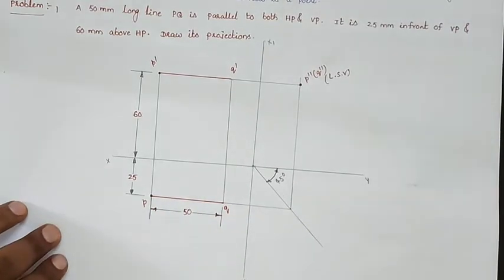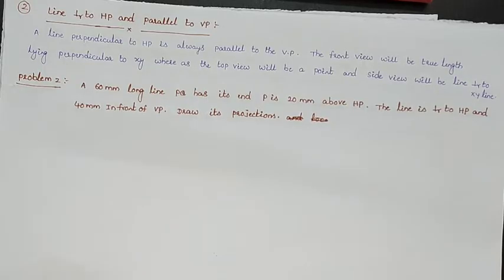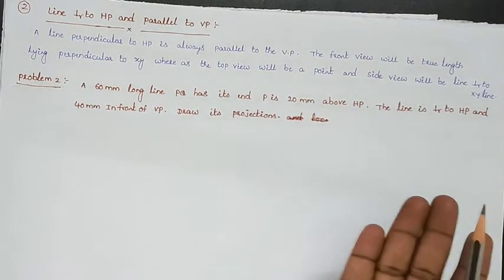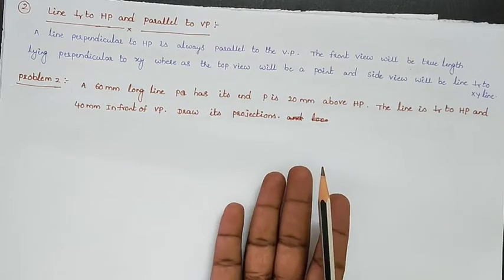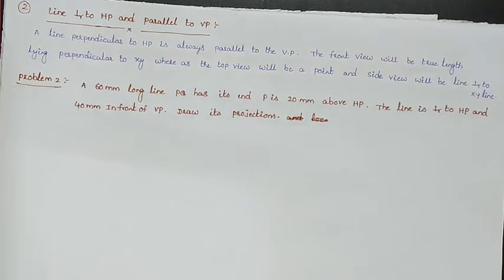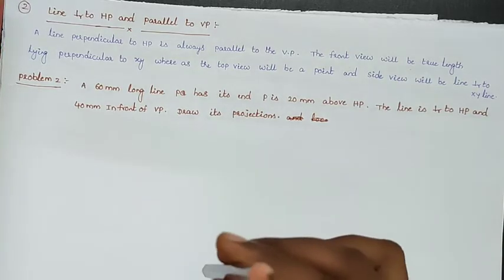So this is the first position of a straight line: line perpendicular to HP and parallel to VP. Here in this position also I am treating this as the horizontal plane or the ground. I am treating this as the vertical plane. So I am treating this as the line perpendicular to HP, that means the line perpendicular to the ground. So this is the position.